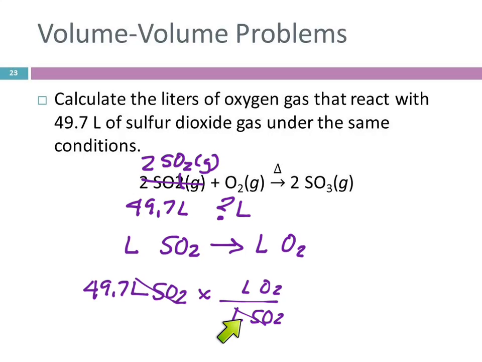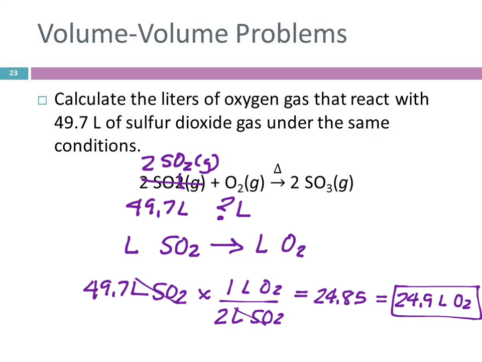This volume ratio for the gases is the same as the mole ratio. So I look at, there's 2 SO2s to 1 O2. That means I'm going to have 1 liter of O2 to 2 liters of SO2. So I get 49.7 divided by 2. My calculator says 24.85. But this starting number had 3 significant figures, so I need to round this and call it 24.9 liters of oxygen gas. Any questions?